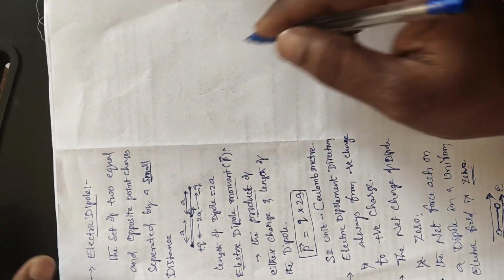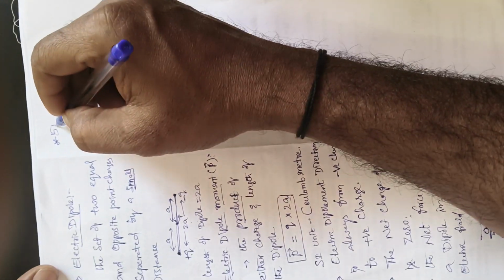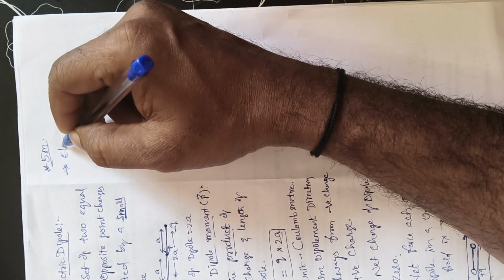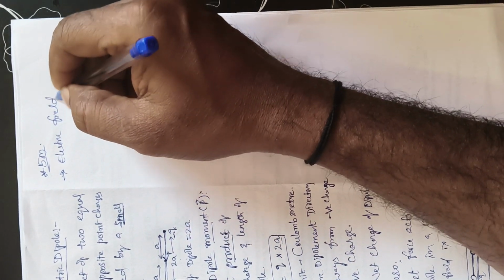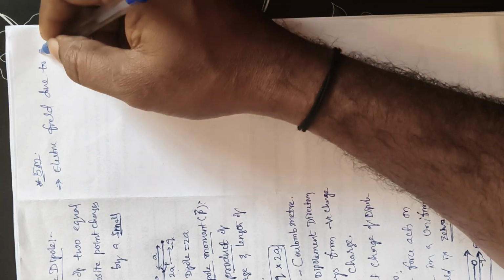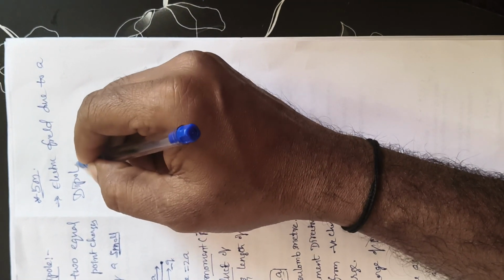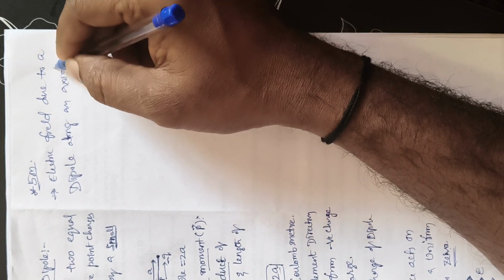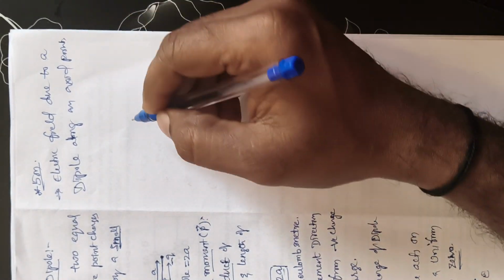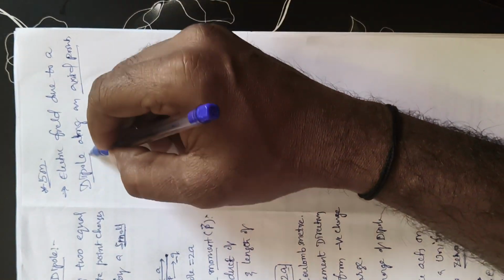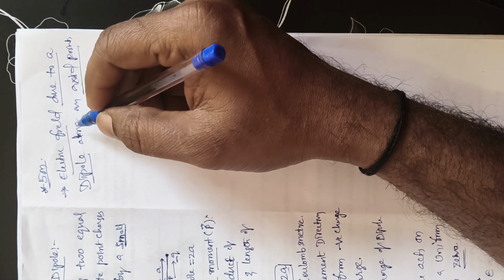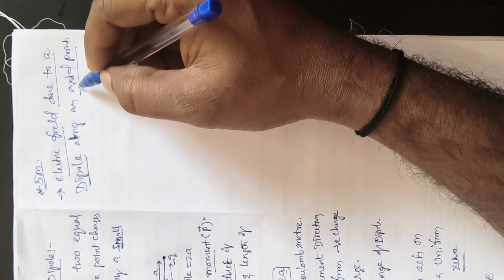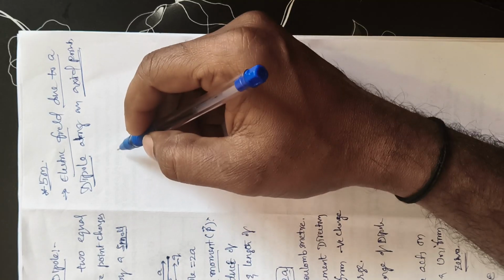So next one is an important 5 marks question. Electric field due to a dipole along an axial point. So first, the electric field definition we already know, and at the same time dipole we already know. So now the axial point. What is meant by axial point?